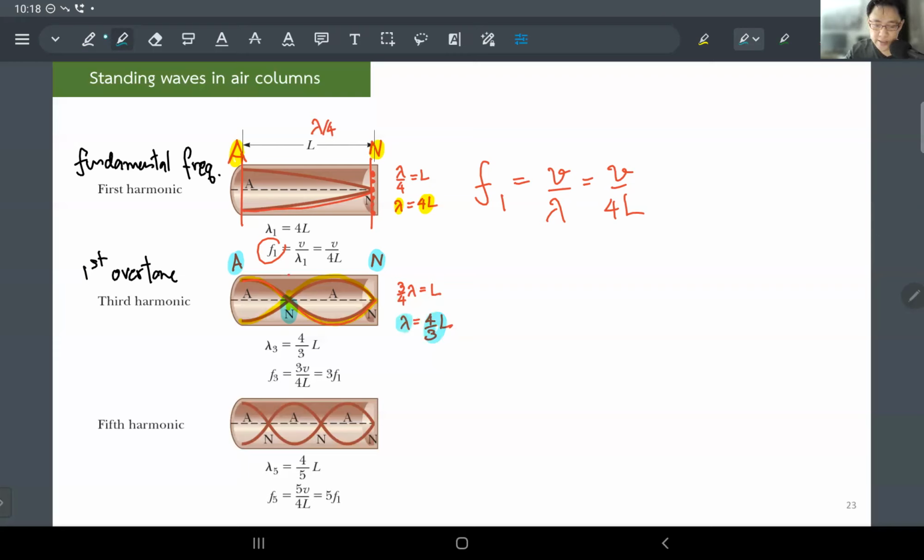So the frequency that shows up here is going to be V over 4L over 3. I flip 3 up to the top. And now you recognize that V over 4L is just the fundamental frequency. So that number 3 shows that your first overtone is 3 times the frequency of the fundamental frequency. So that's why we have the third harmonic here as your first overtone in a one open, one closed end tube.